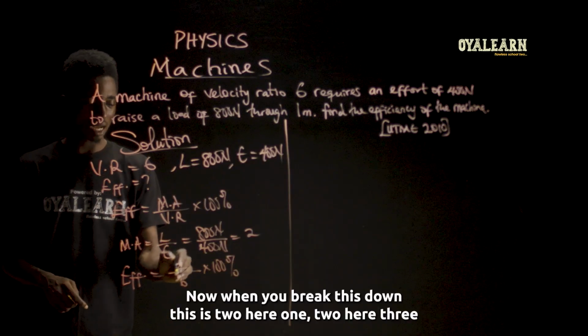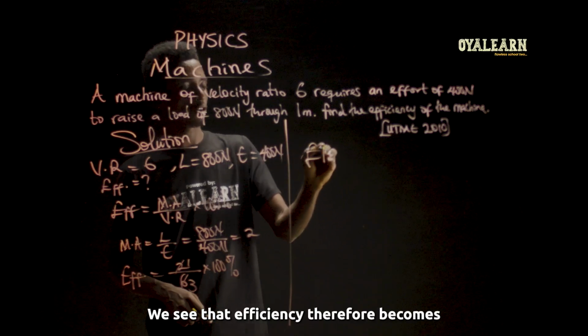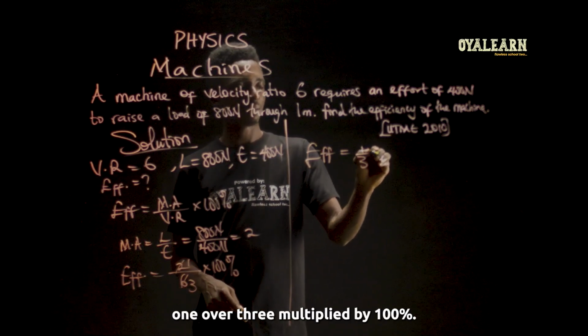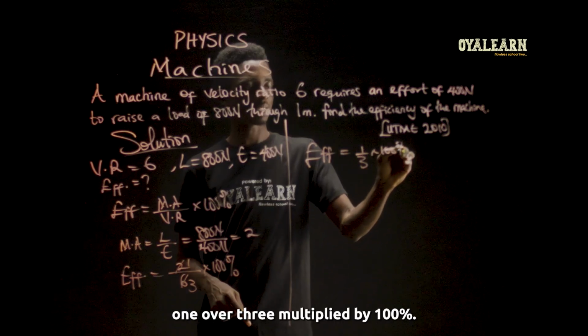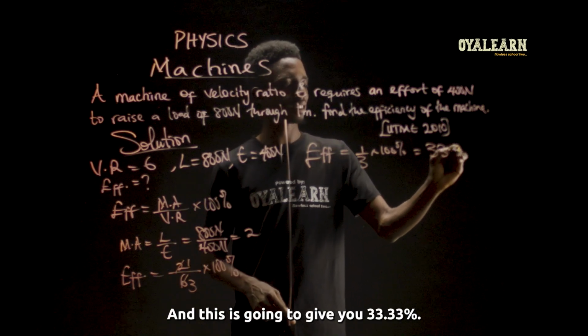Now, when you break this down, this is 2 over 6, 2 ones are 2, 2 threes are 6. We see that efficiency therefore becomes 1 over 3 multiplied by 100%. And this is going to give you 33.33%.